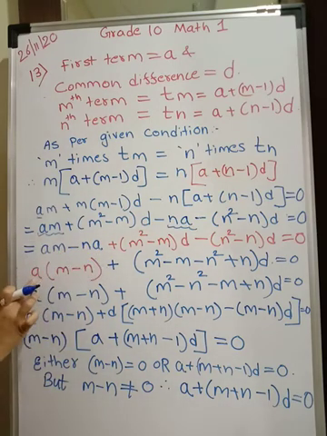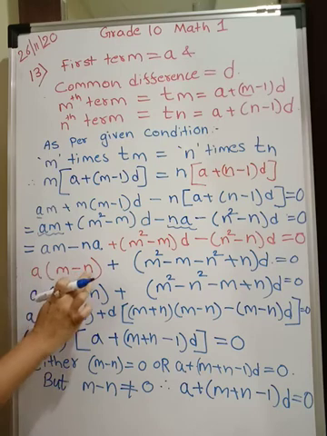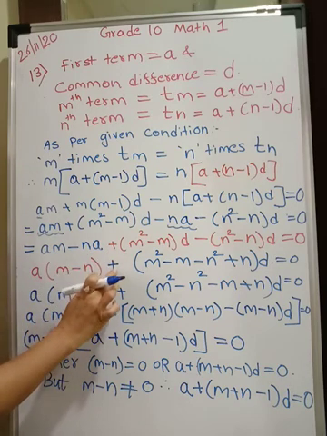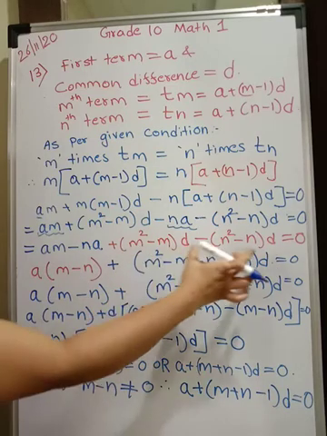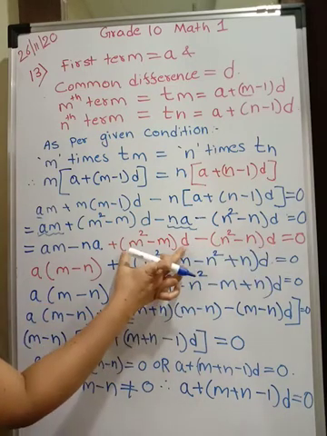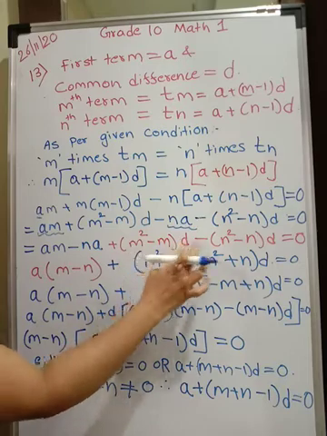In this, A is common. What remains inside the bracket? m minus n. This plus sign as it is. Now come and look over here. Look at this bracket completely and look at this bracket. These two terms, if you see, D is common to both.